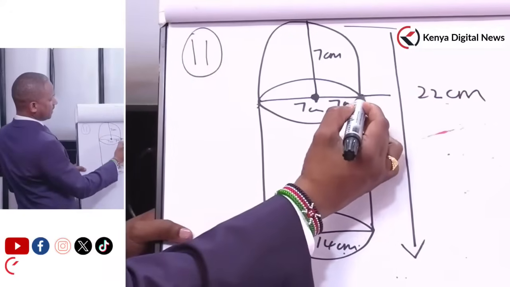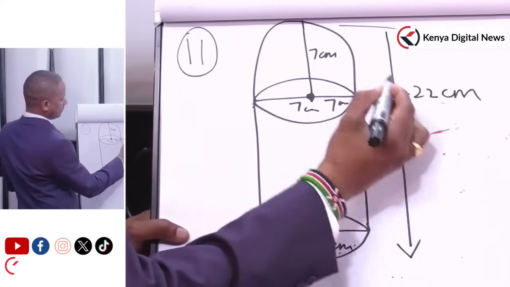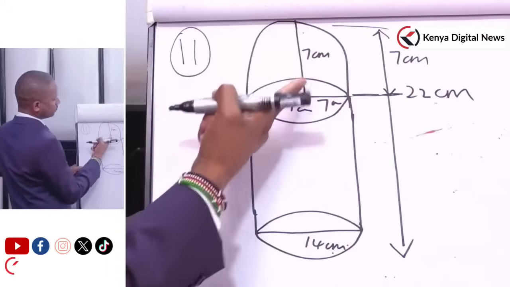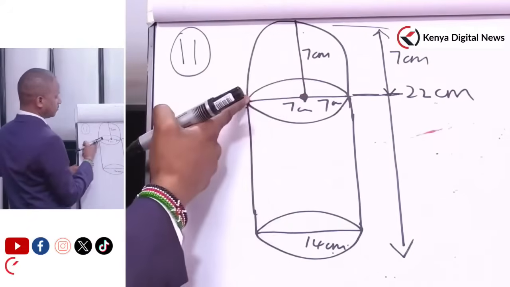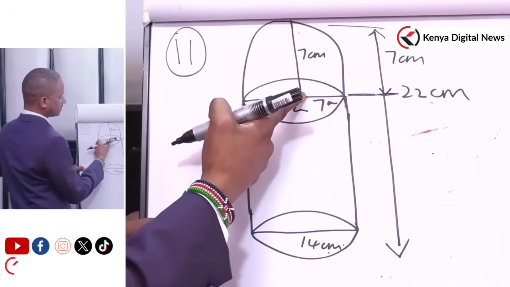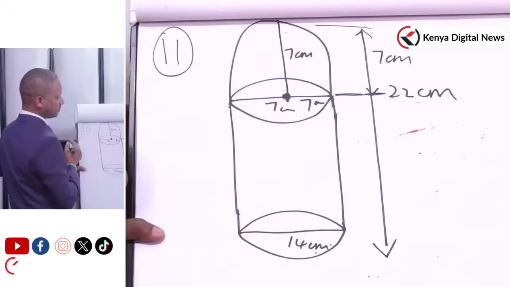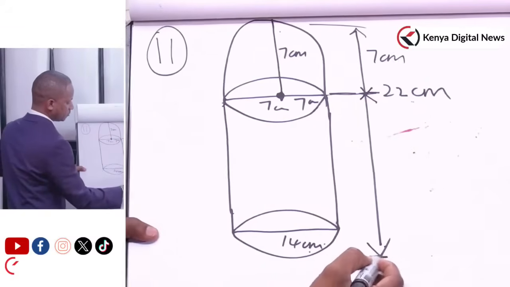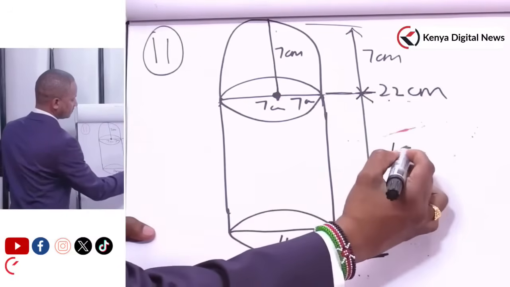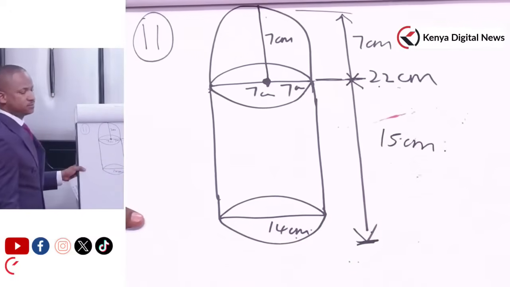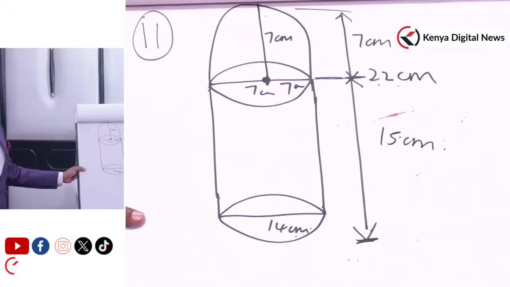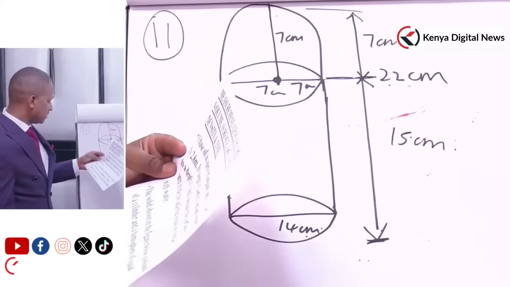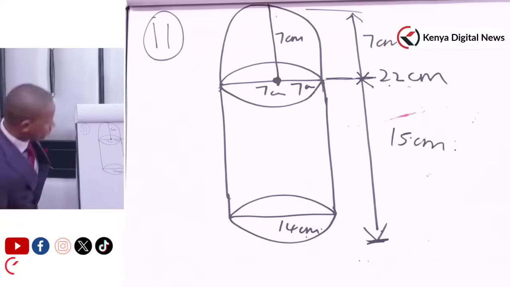But we know from here to here, you've already been told it is 7 centimeters, because from here to here is the radius. You have not been told, but you just know the radius of this cylinder is 7. Therefore, from here to here is also 7. So the remaining length from here to here is 22 minus 7, which is 15 centimeters. Class, I think you are getting me. So the question wants you, if the height of the solid is 22, find its volume.